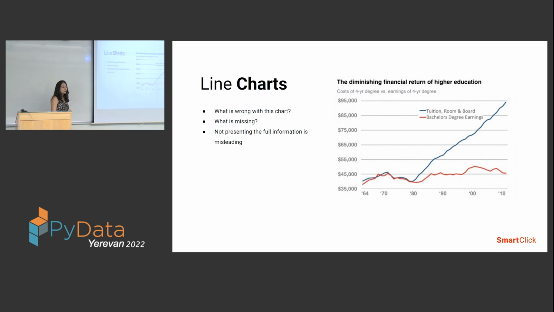What is missing from this chart is the rest of the information about the world. What are the expenses and earnings of people who are not getting the bachelor's degree? Maybe we would see that the earnings of people have really decreased. So we should be paying attention to all the context.